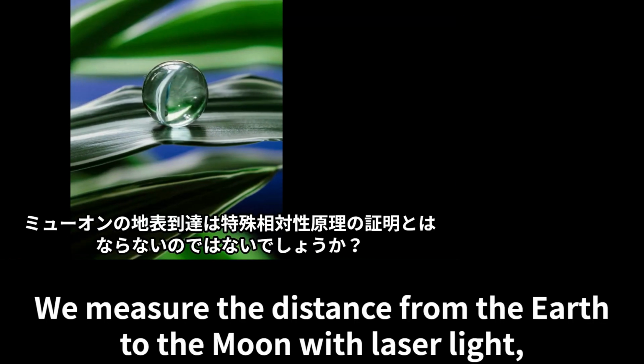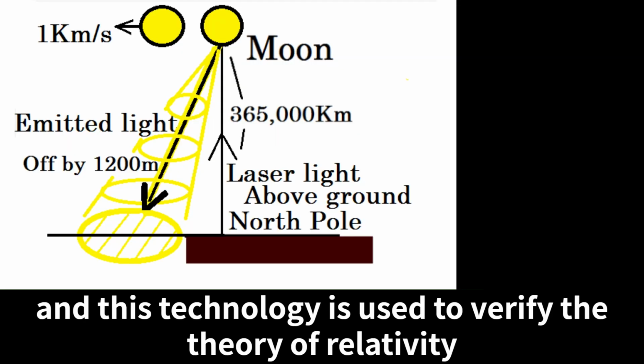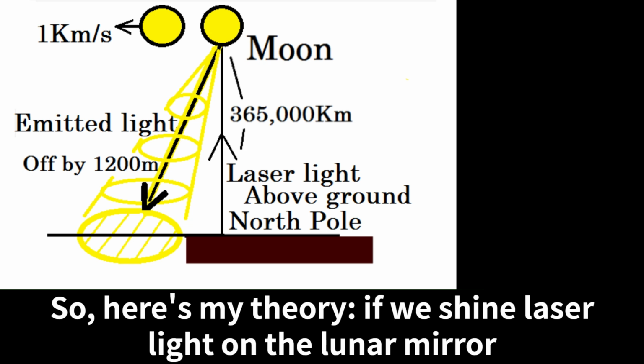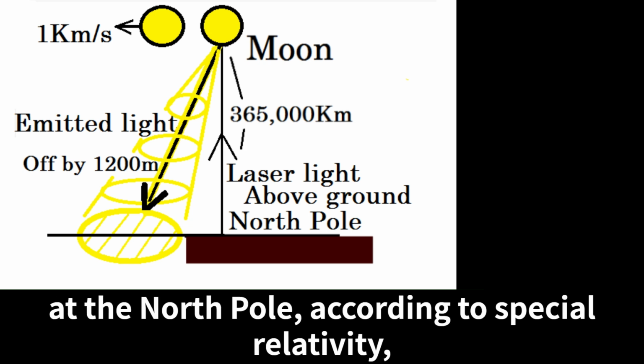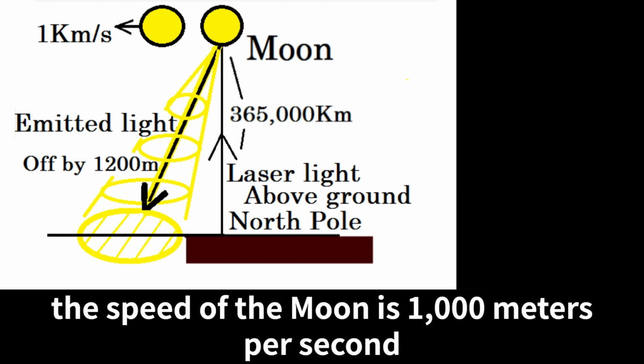We measure the distance from the Earth to the Moon with laser light, and this technology is used to verify the theory of relativity. So, here's my theory: if we shine laser light on the lunar mirror, at the North Pole, according to special relativity, the reflected light will be off by 1,200 meters, because the speed of the Moon is 1,000 meters per second.